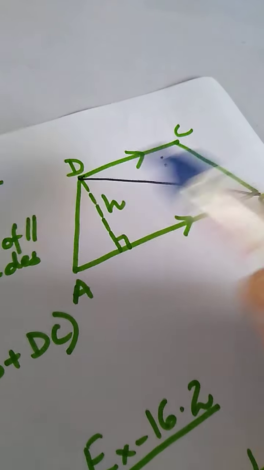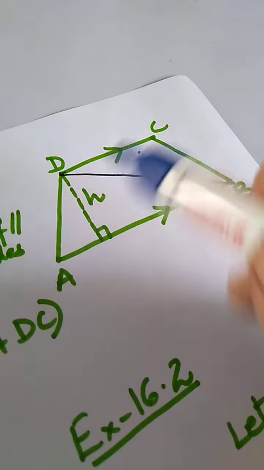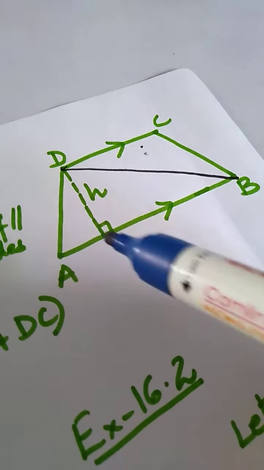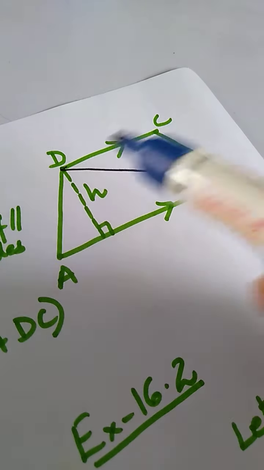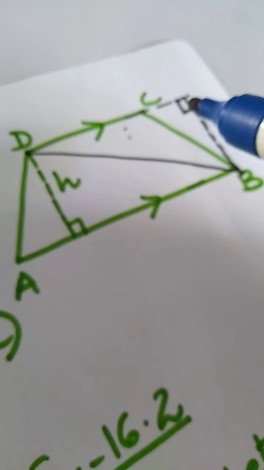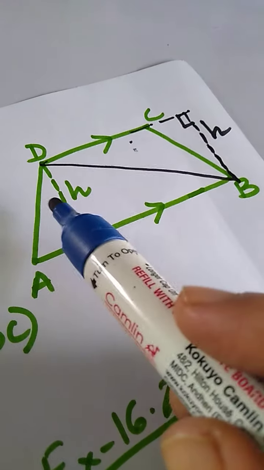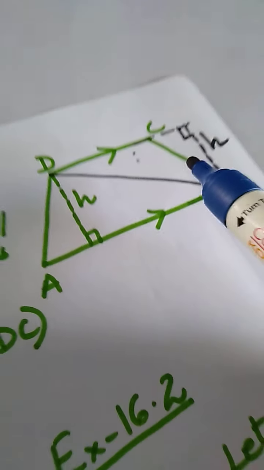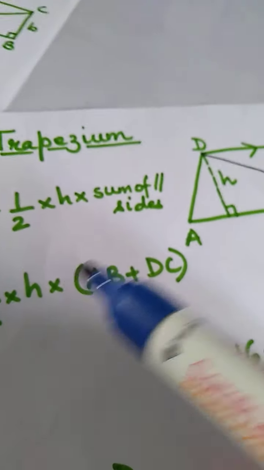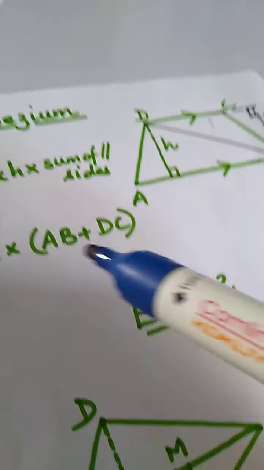Same as h, because DC and AB are parallel lines and the height between them remains the same. So, the height of triangle BCD, if you drop a perpendicular from here, yes, this is the height and it is the same as this height. Clear? So, the area of this triangle can be written as half into DC into h, and half into AB into h plus half into DC into h. So, we take half h common and in the bracket comes AB plus DC.